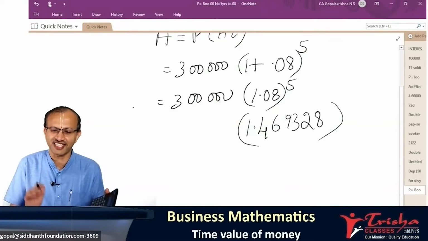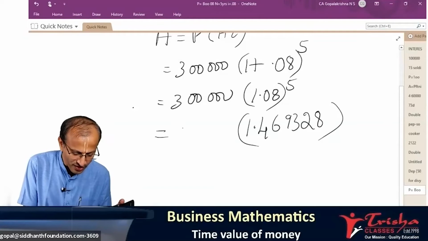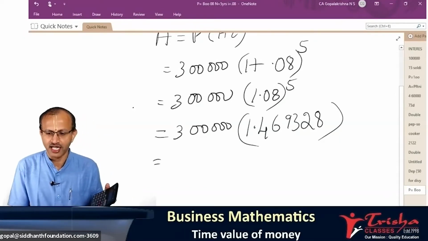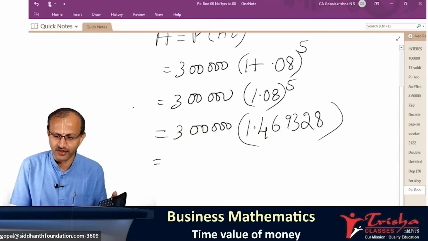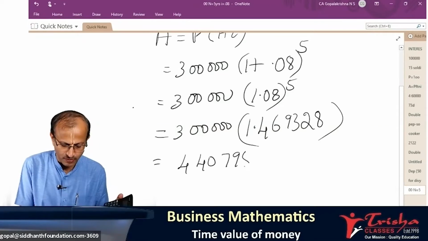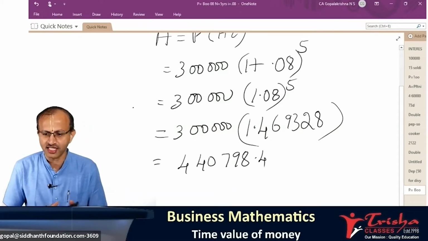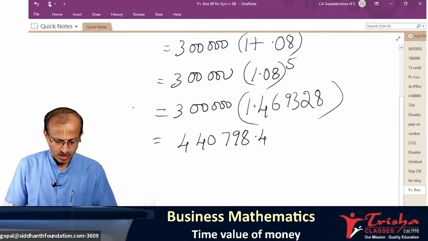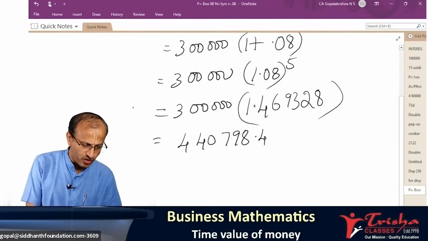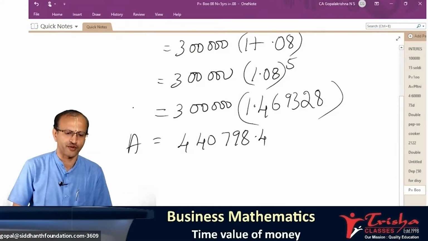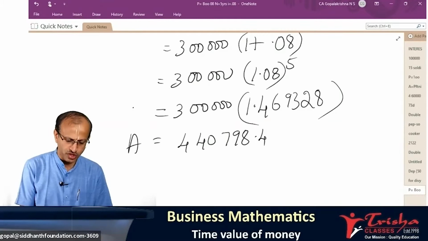Happy? Understood something new? Easy? Definitely it's such an easy calculation for all of you. Into 3 lakh. Tell me, multiply by that. Tell me what is the final answer you arrived at. Is it 4,40,798.4? Is that your answer? Okay. Super. So you will get an amount which is equal to 4,40,798.4.